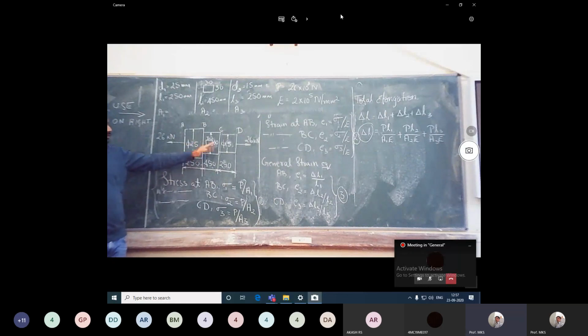Here, two cross sections are cylindrical, where the area is 5d square by 4. For the center one, it is a square cross section, and you need to write the square area.